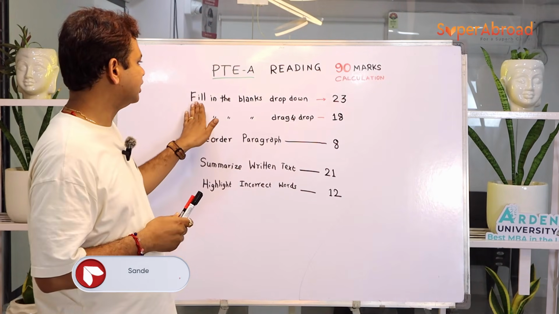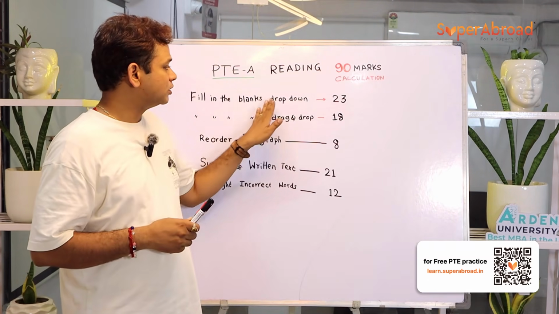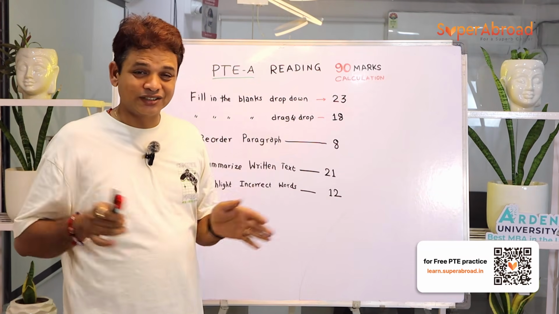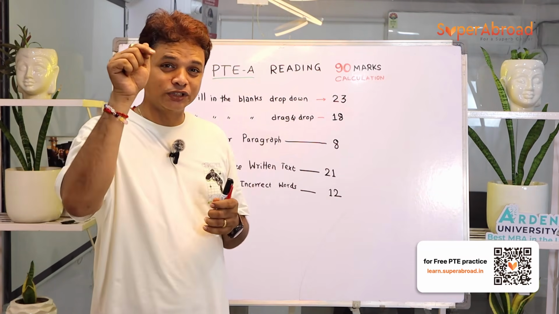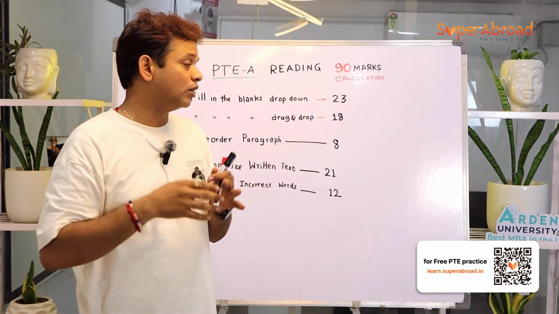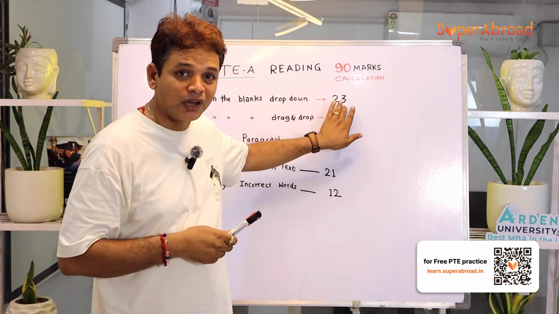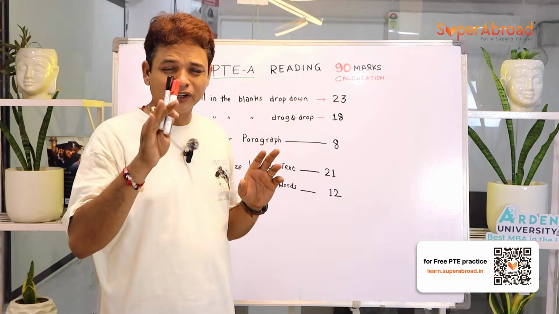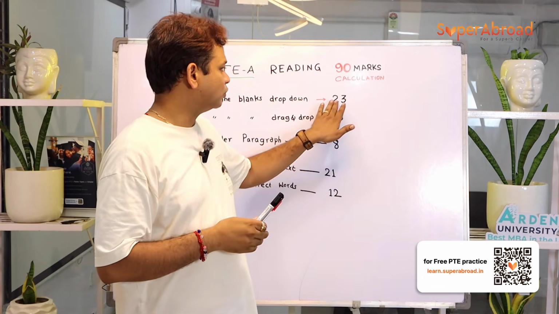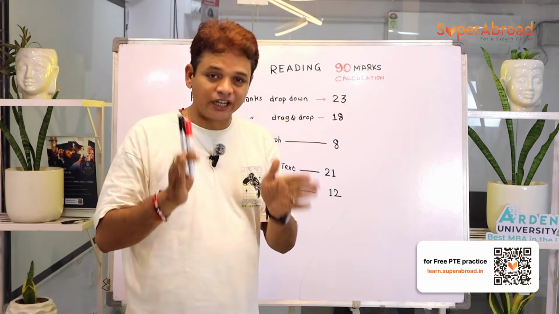To start with, guys, in the reading module, fill in the blanks, drop down is there. There is a passage, there are blanks, there are options in a drop down. This is called fill in the blanks drop down. Its weightage is 23 marks in the real examination, 0.1, 0.2 marks here and there. 23 marks is the weightage of this task.